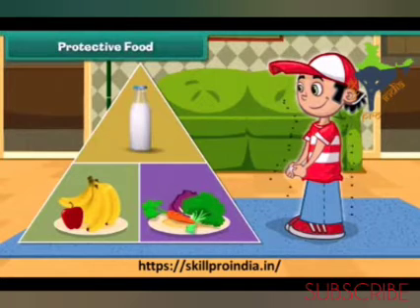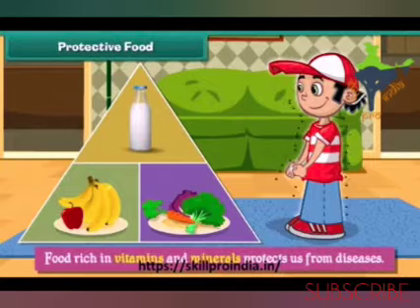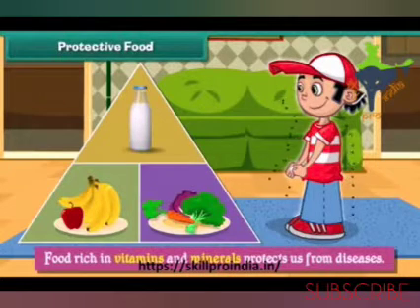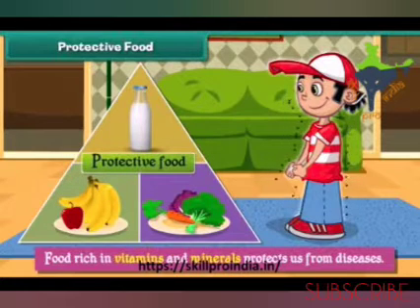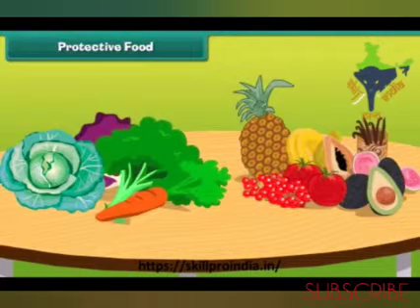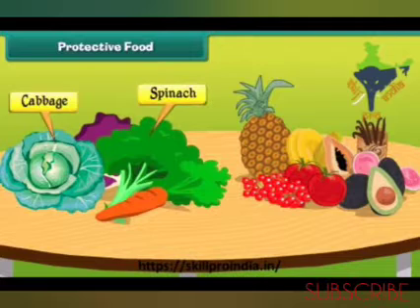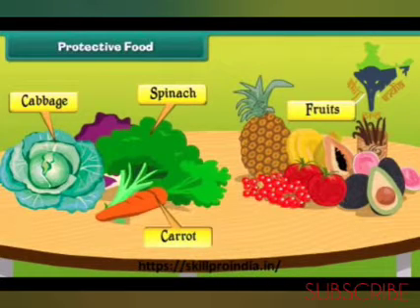Protective food. Food rich in vitamins and minerals protects us from diseases. Therefore, it is called protective food. Green leafy vegetables such as spinach and cabbage, carrots and fruits have lots of vitamins and minerals.